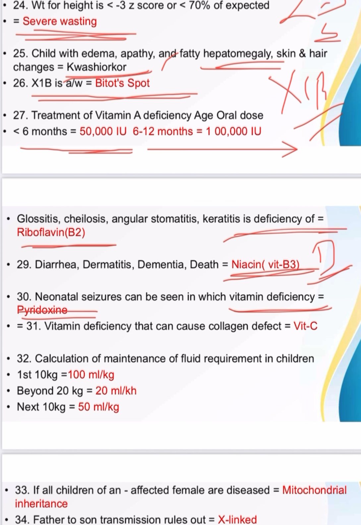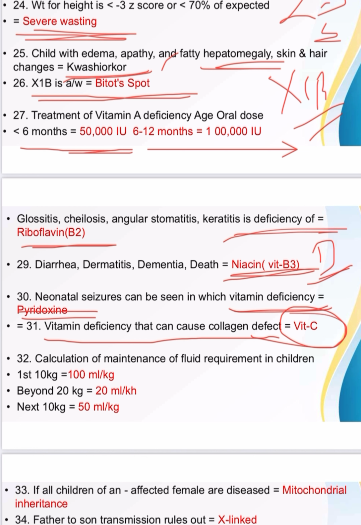Vitamins are important questions. Niacin deficiency causes dementia, dermatitis. Then neonatal seizures in pyridoxine deficiency, and the vitamin deficiency that causes collagen defect is vitamin C.